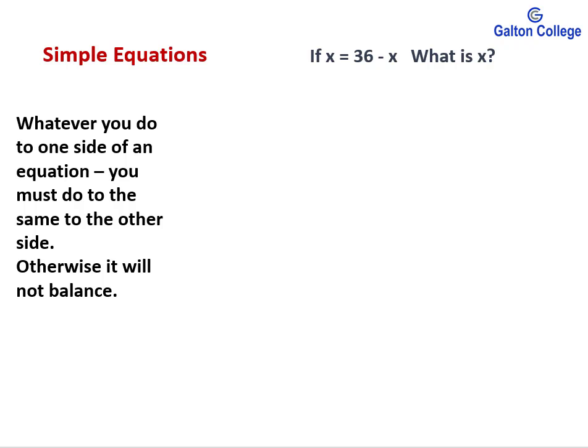Now the principle we have to work with on equations is whatever you do to one side of an equation, you must do exactly the same to the other side. Otherwise it will not be balanced. Otherwise it will be an inequality. So in order to maintain the balance, to make it an equation, we must always do to one side as we did to the other side. That will keep the balance.